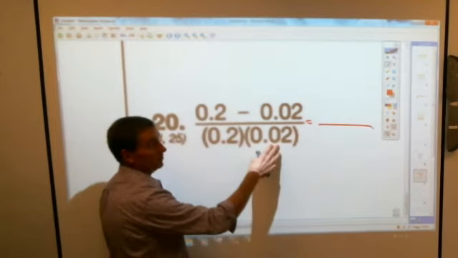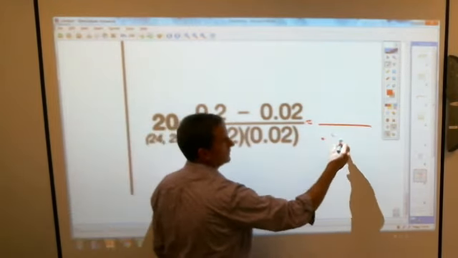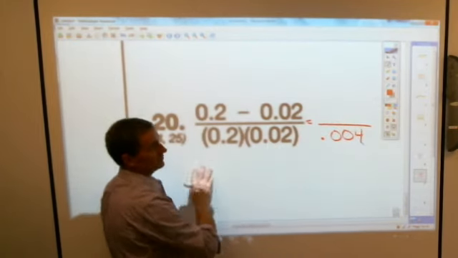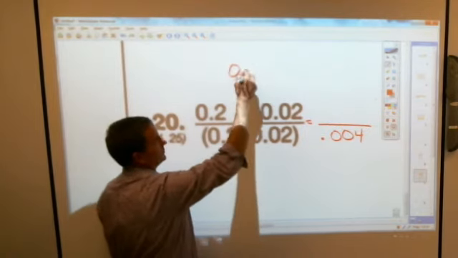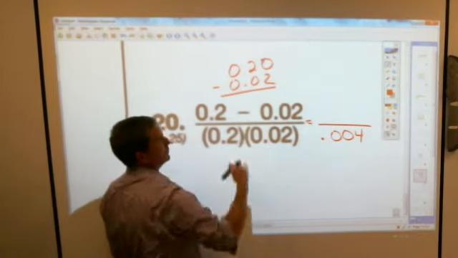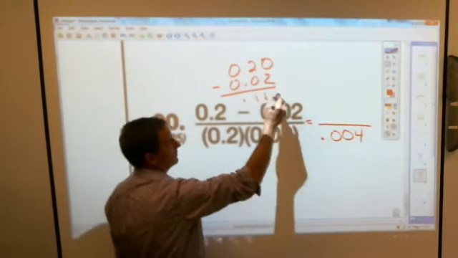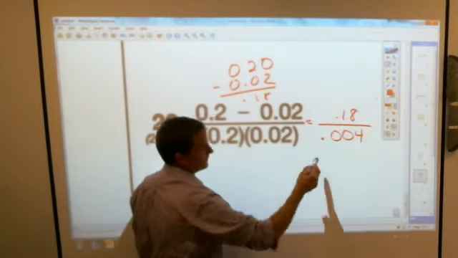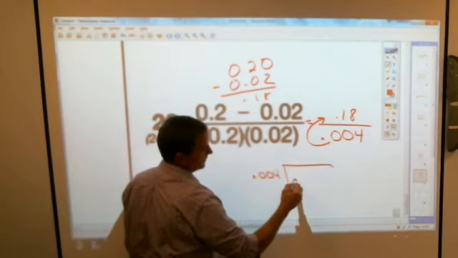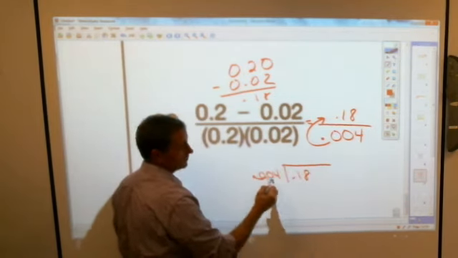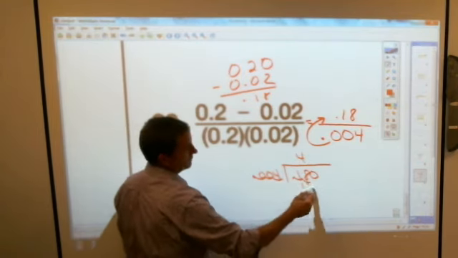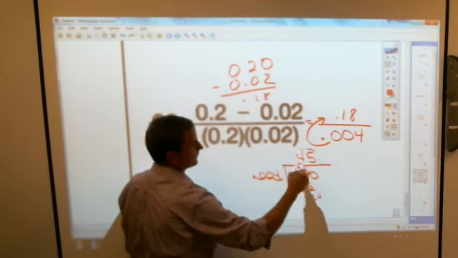Again, simplify the bottom. 0.2 times 0.02 is 0.004, is it not? 2 times that is 4, and you have to have 3 decimal places. This, you have to line up the decimal. 0.2 minus 0.02, which means it's 20 minus 2, which is 0.18. Don't forget, the bottom goes on the outside into the top, 0.004 into 0.18. Move the decimal 1, 2, 3 places, 1, 2, 3. It's 4 into 180, which is 4, 16, 20, 45. Just want to get that one done.